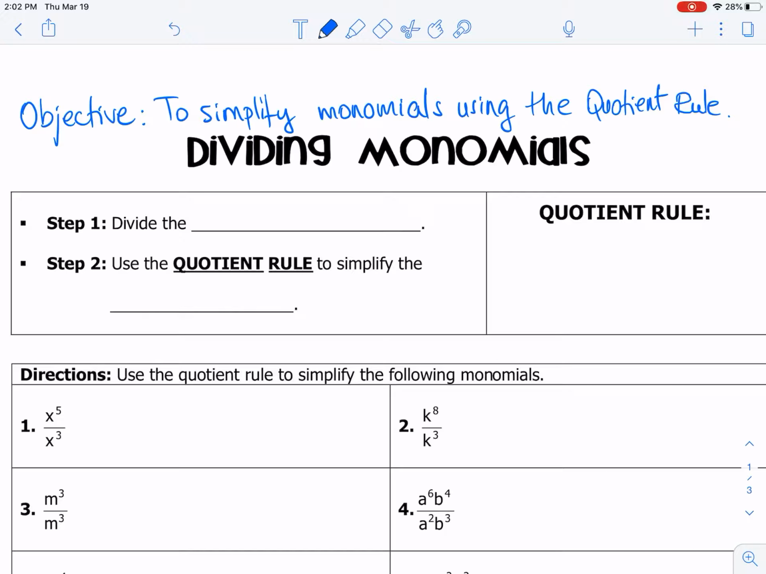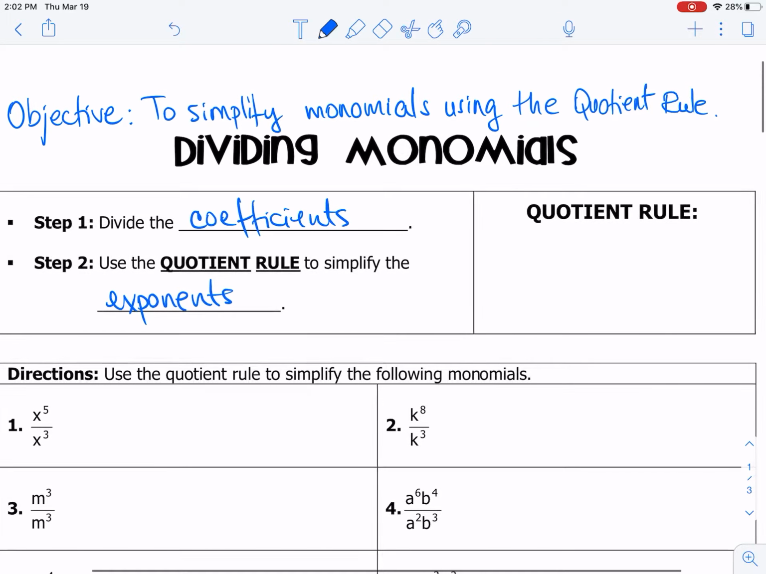Hey everybody, today I have a lesson on dividing monomials, and the objective is to simplify monomials using the quotient rule. We have two steps when we divide monomials. Step number one, we divide the coefficients, the numbers in front of the variables, and then step number two, we use the quotient rule to simplify the exponents. And what is the quotient rule?